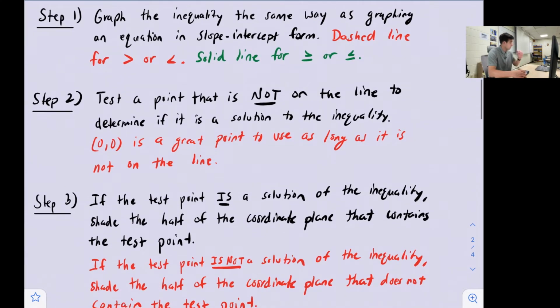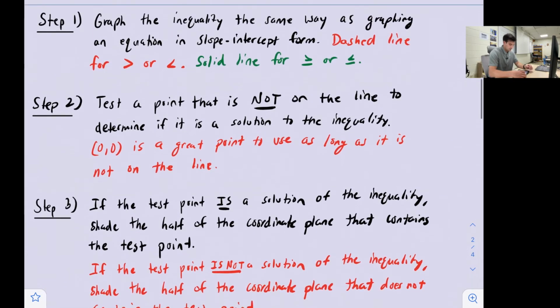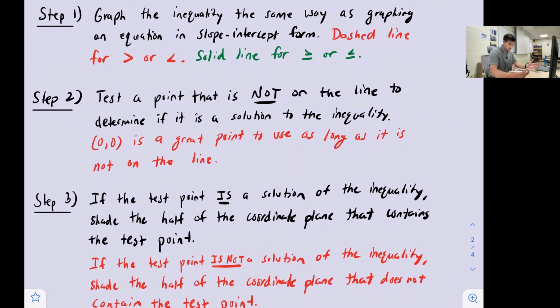It's a three-step process. Step one, we graph the inequality the same way we would graph an equation in slope-intercept form. Here is how we determine if it's a dashed or solid line. If we have just a greater than or less than, with no "or equal to," then it's a dashed line. If we have greater than or equal to or less than or equal to, then we graph a solid line because values on that line would also be solutions.